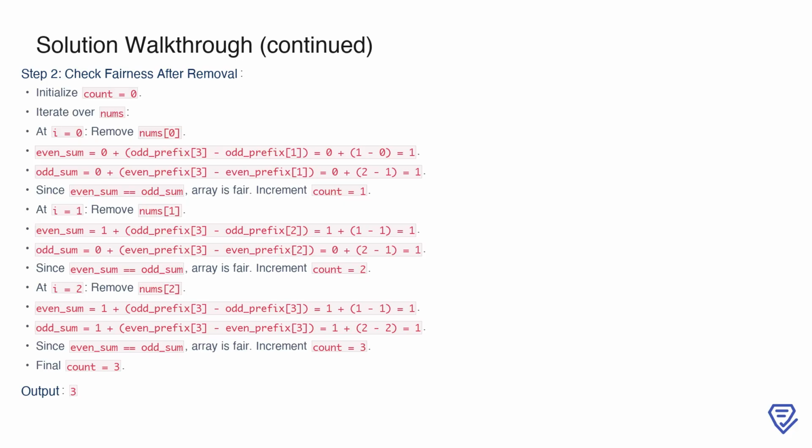Starting with index 0, removing nums[0] gives an even sum of 1 and an odd sum of 1, so the array is fair, and we increment count to 1. At index 1, removing nums[1] results in an even sum of 1 and an odd sum of 1 again, so we increment count to 2. At index 2, removing nums[2] also yields equal sums for even and odd indices, so we increment count to 3. The total count of fair removals is 3, and the output for this example is 3.